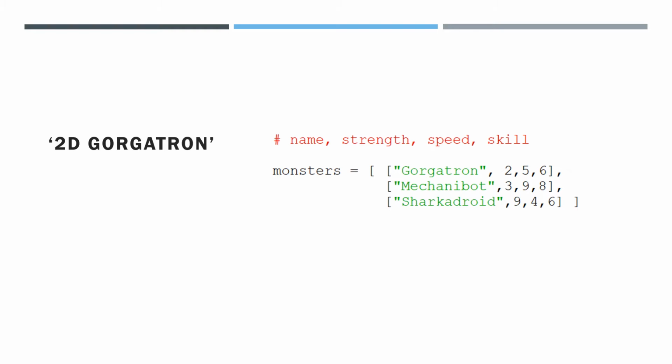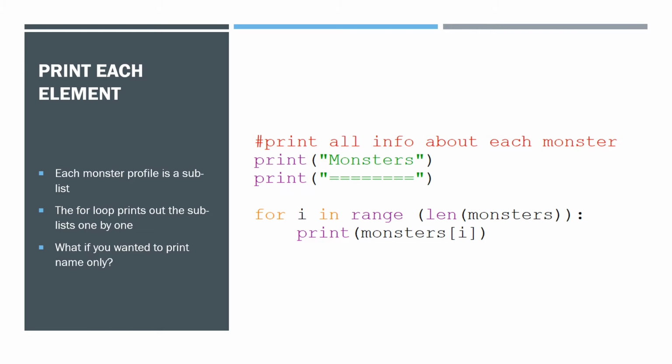So I suggest that you start up Python, pause this video, and enter these values, or if you're my student, find and open the program that I've written for you. Here's the next lot of code to add to the program. This code will print out the information about each monster. Remember, each monster profile is a sublist, and this program uses a for loop to count through all the sublists, printing out the full sublist. So this will list all the monsters together with their integer values.